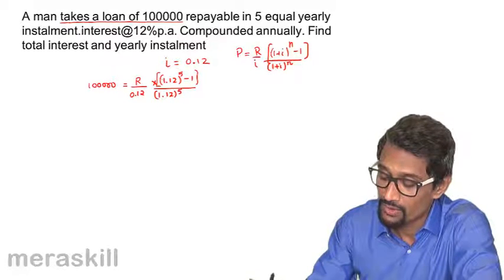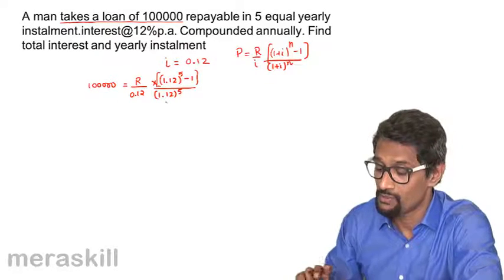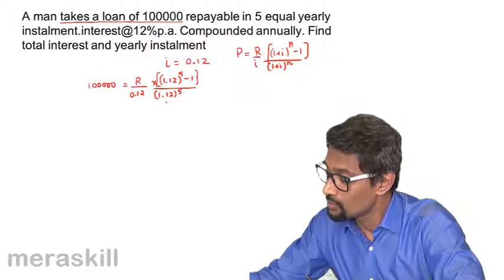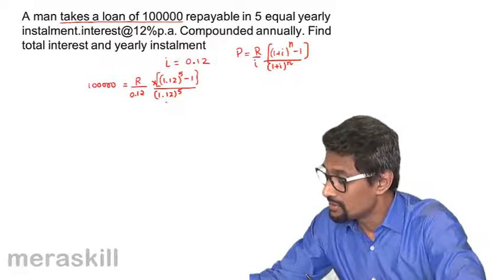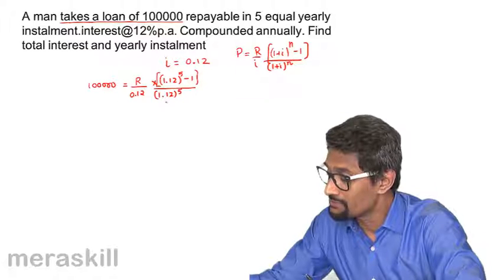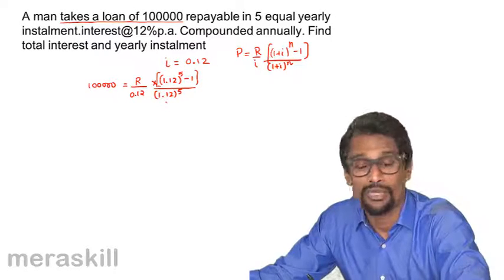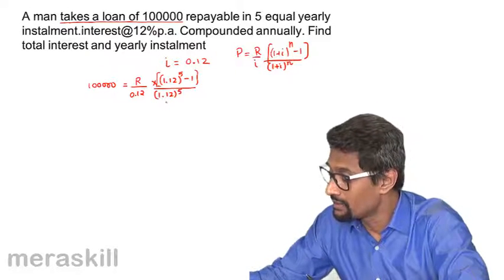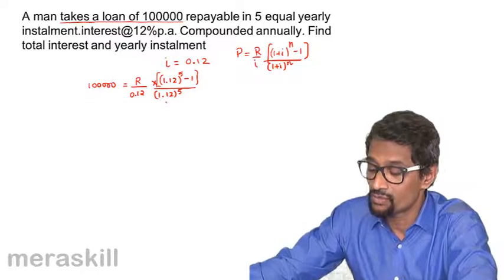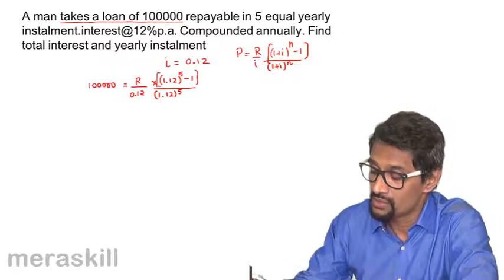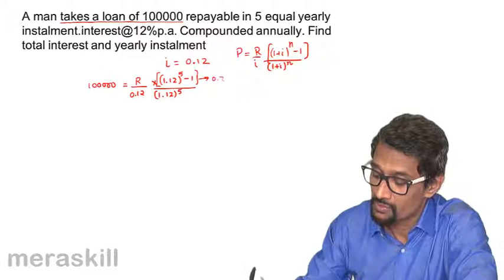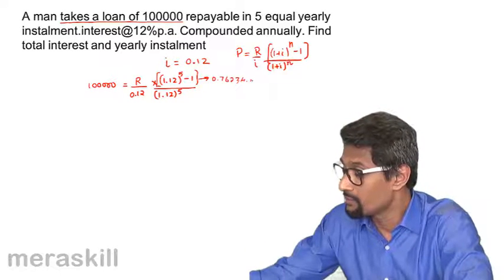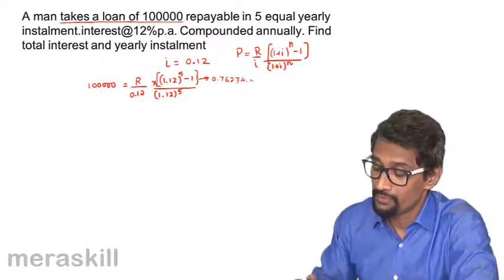So how can we do it? We can first find out 1.12 raised to 5 minus 1. So we have 1.12 multiplied 2 times, 3 times, 4 times, 5 times. This turns out to be 1.762 and odd, minus 1, which is 0.76234 and so on. So we can put this in the memory. Okay, so that much we got.